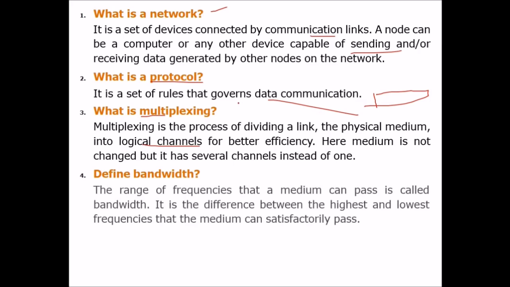Define bandwidth. Bandwidth is very, very simple. If this is the upper limit and this is the lower limit, the difference of these two is the bandwidth. But in terms of communication, the range of frequencies that a medium can pass or allow is called bandwidth. So it is actually the difference between the highest and lowest frequency that the medium can satisfactorily pass.